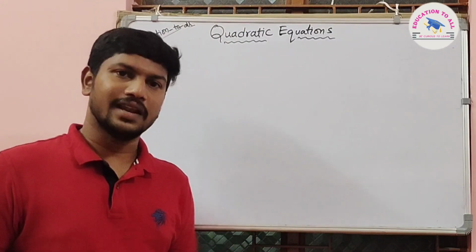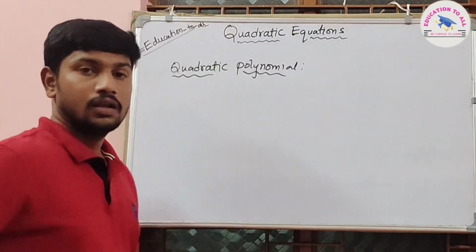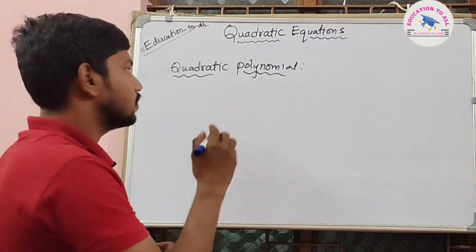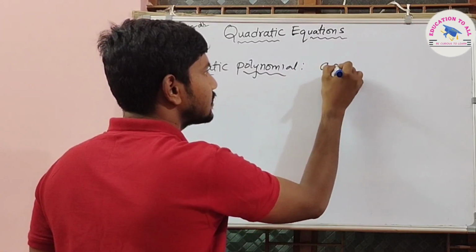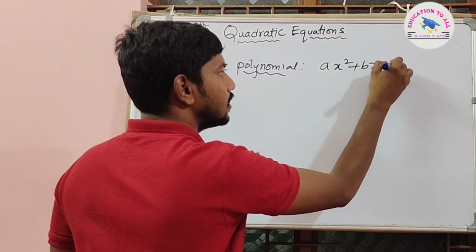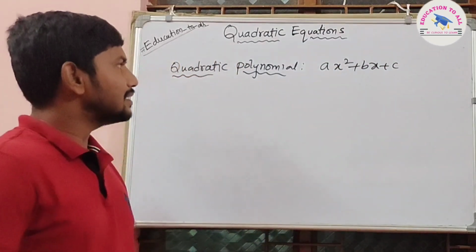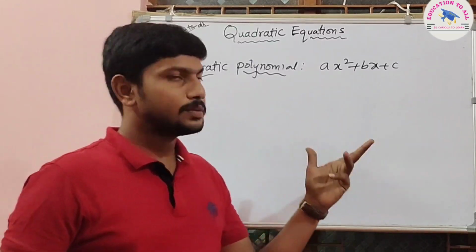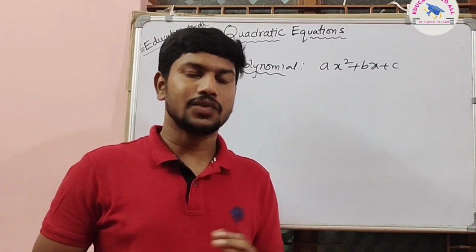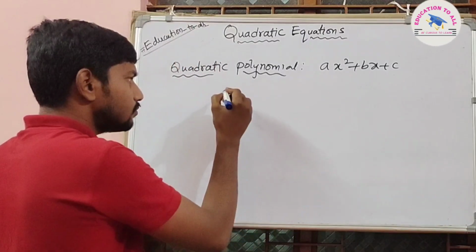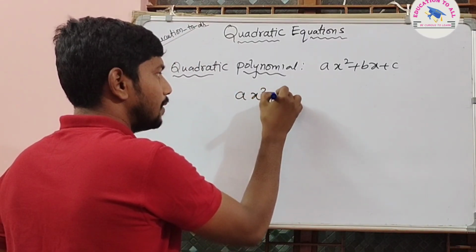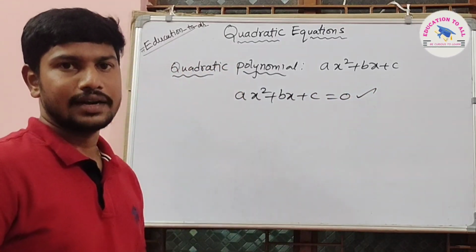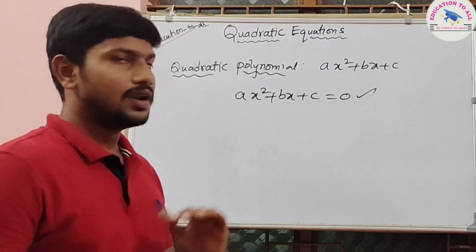In previous classes you may have learned about quadratic polynomial. Quadratic polynomial means a polynomial of degree 2. So let us write the general form: ax square plus bx plus c. This is called a quadratic polynomial. When is it called an equation? If a polynomial expression is equated to 0, that is called an equation. So if I write ax square plus bx plus c equal to 0, this is called a quadratic equation in variable x.